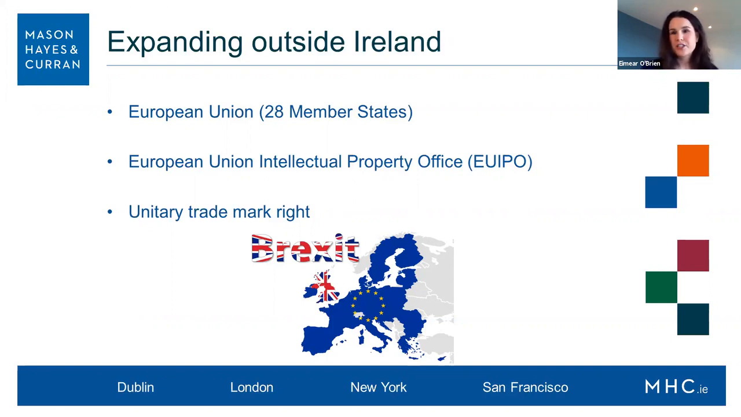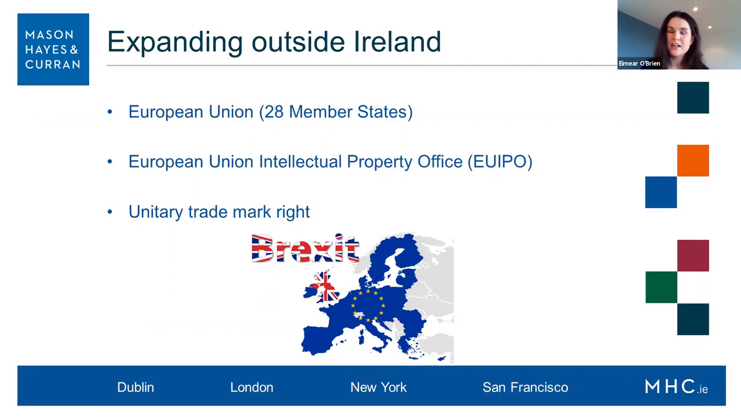And you'll remember that I mentioned earlier about the distinction between absolute and relative grounds, and how the relative grounds for refusal are that where there is a mark on the register which is identical or similar to your mark for identical or similar goods and services likely to cause confusion, then the mark will be refused.